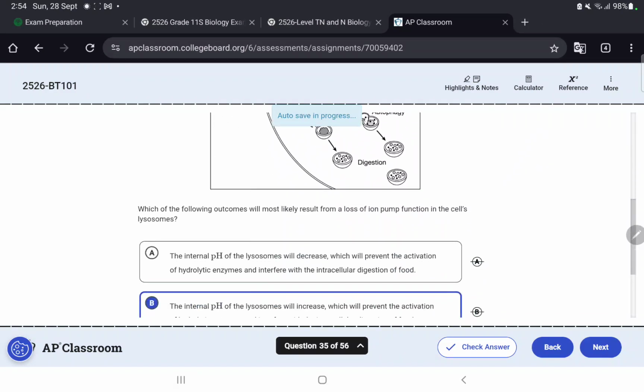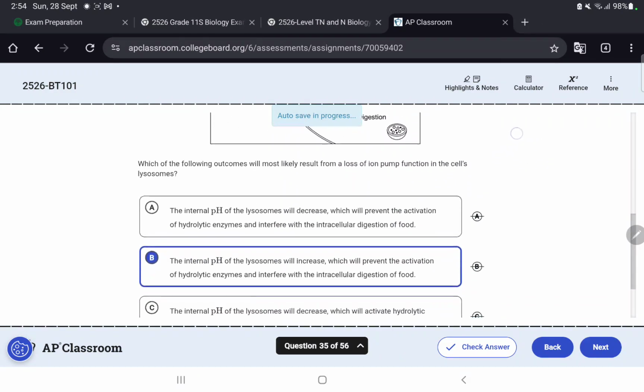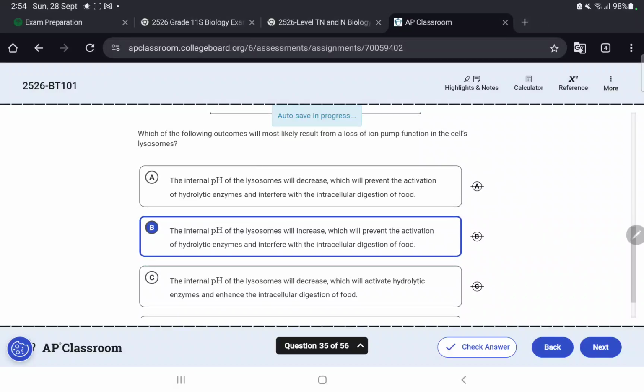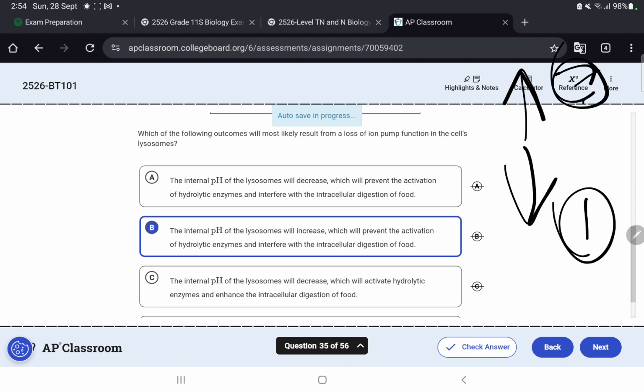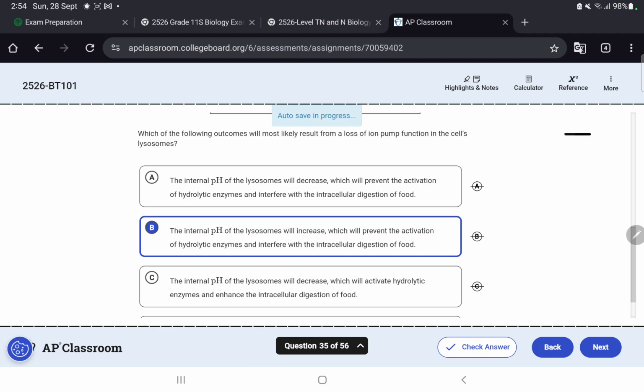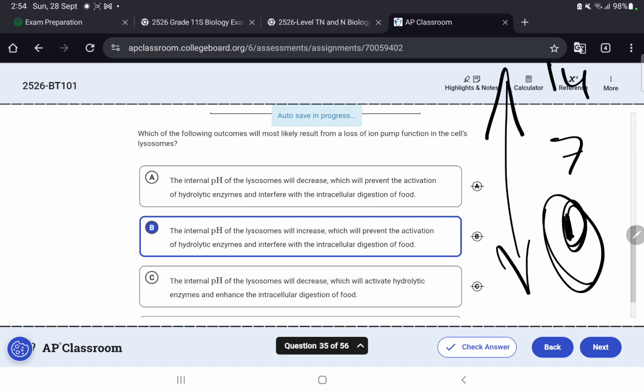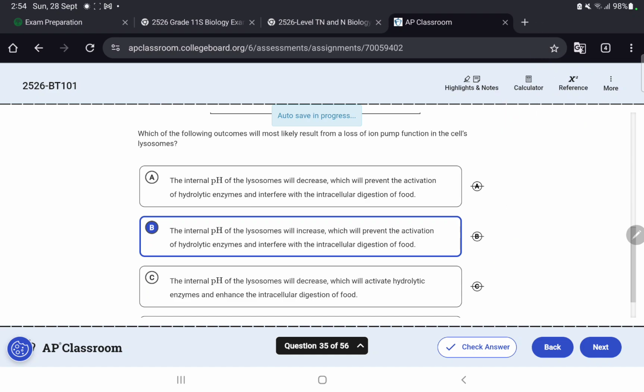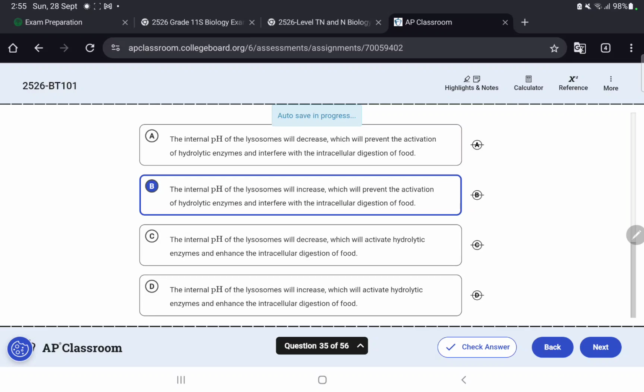What happens when you lose the ion pump? The internal pH will increase, remember, because acidity decreases, alkalinity increases. On the pH scale, 0 is very acidic, 14 is very alkaline, and 7 is neutral. So if it increases, it becomes less acidic, which means that's bad, which means that the activation of the hydrolytic enzymes will not be achieved, and it will interfere with the digestion of food.